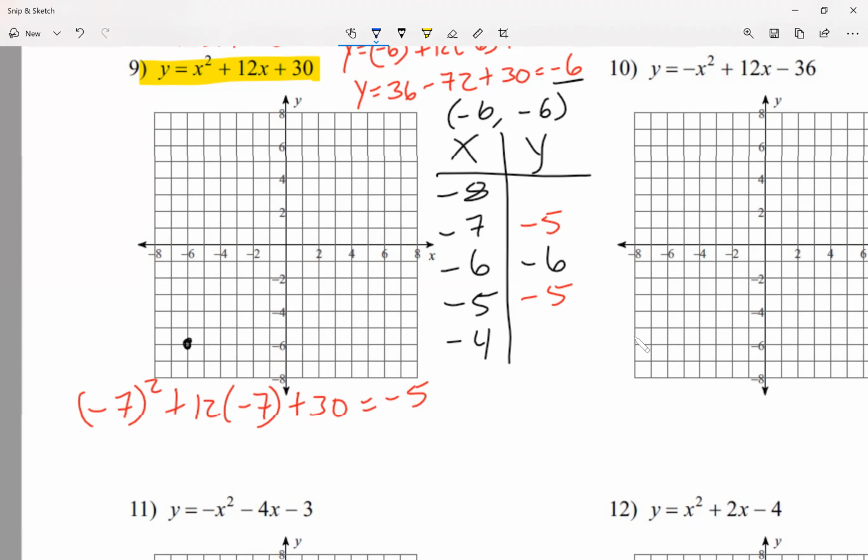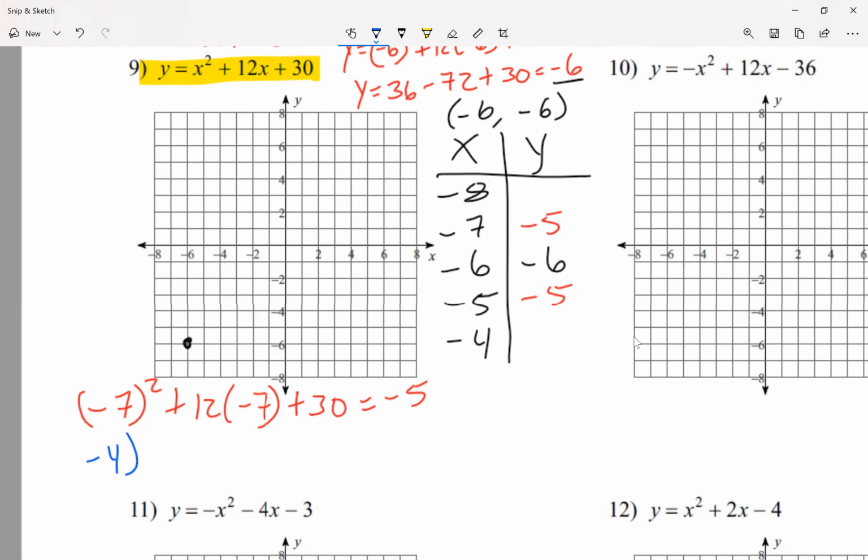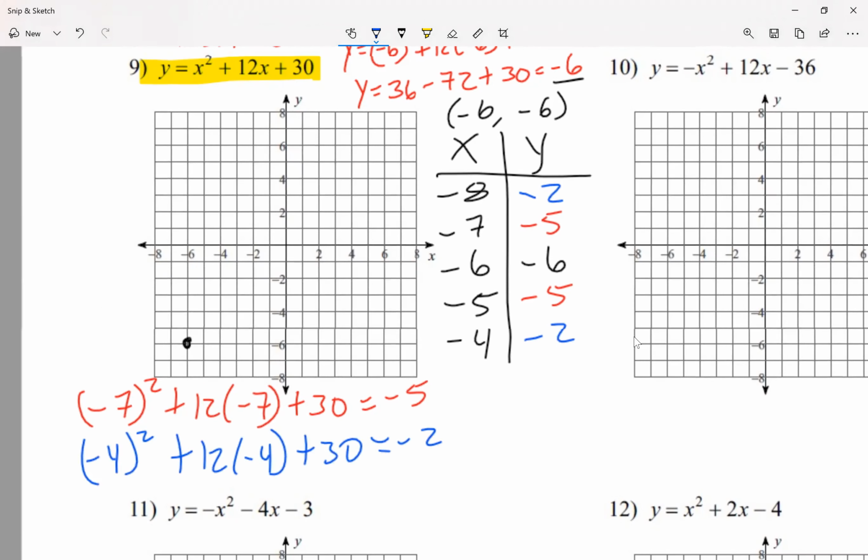Now let me find other values. I'm going to use -8. We could use -8 or -4, right? Notice that the values of x that I have left are -8 or -4. It doesn't matter which one we use. We're going to get the same value. So actually, instead, let me use -4. I want to keep my numbers a little bit smaller. So I'm going to go -4 squared plus 12 times -4 plus 30. And I find out that this gets me -2.